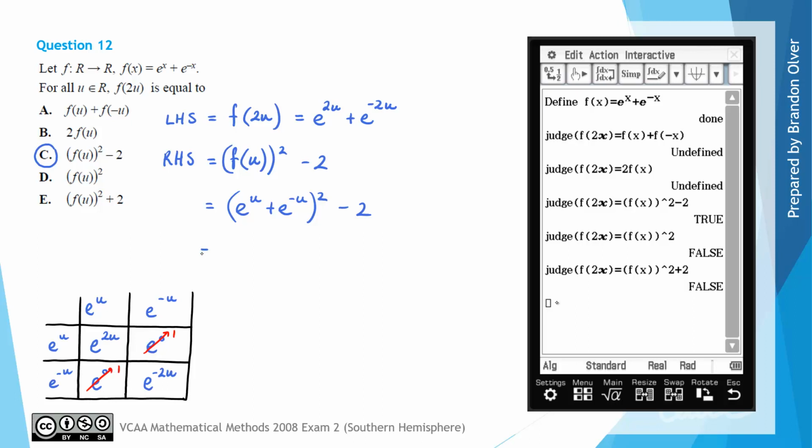So this is equal to e to the 2u plus 1 plus 1, which is plus 2, plus e to the negative 2u, minus 2. And then we can see the plus 2 and the minus 2 cancel. So that's just e to the 2u plus e to the negative 2u, which is what f of 2u was. So we've now shown that the left-hand side and the right-hand side are equal. So that's how we could show by hand that C is correct. Again, I just want to be really clear in pointing out that the CAS calculator is the best way to approach that question, particularly on a multiple choice section of the exam.